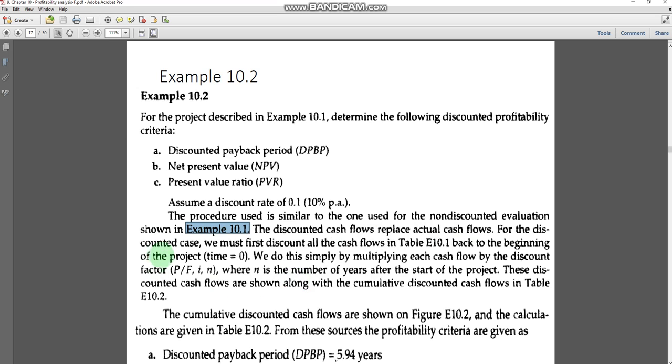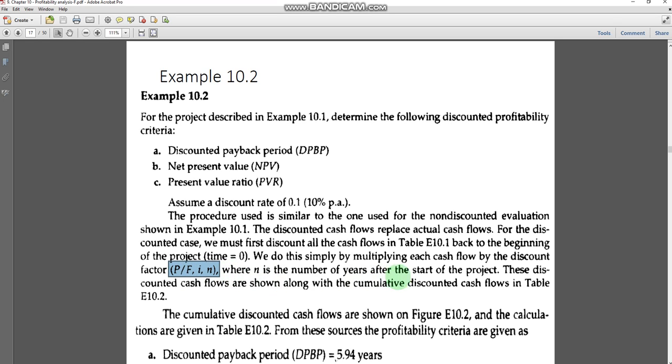For the discounted case, we must first discount all the cash flows in table E10.1 back to the beginning of the project, time 0. We do this simply by multiplying each cash flow by the discount factor, P by F, in N. You can see the relevant table from which we can convert the future value to the present value, and we used that table a lot in chapter number 9. We will follow that table again to get the present value.